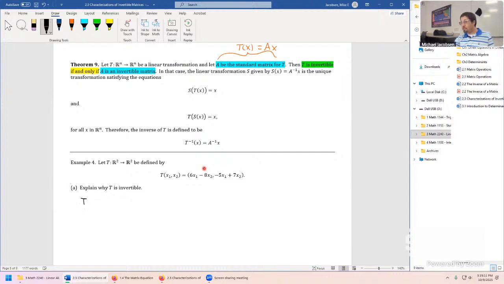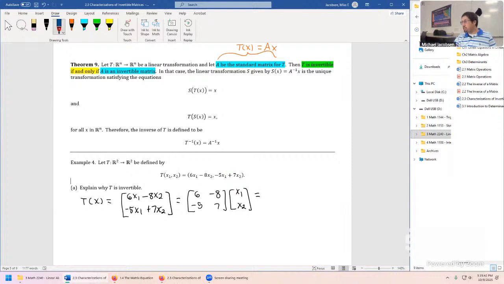I think it's a little bit more algebraically rapid to just go T of x equals 6x1 minus 8x2. Then go to row 2 written sideways: negative 5x1 plus 7x2. That gives us the matrix immediately, 6, negative 5, negative 8, 7, multiplying by x1, x2. So this is the standard matrix A we just found, multiplying by the vector x.